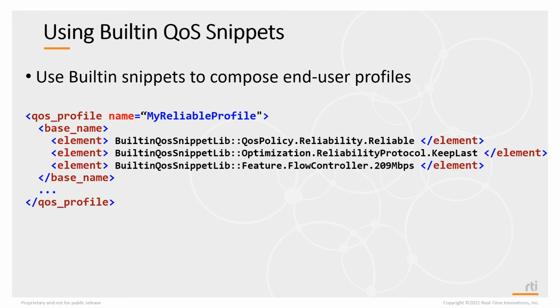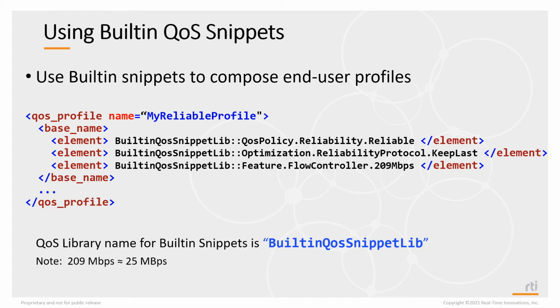And for this example, we're going to create our own reliable profile. To do that, we'll use the snippet that turns on reliability, that's the QosPolicy.Reliability.Reliable snippet. We'll use a snippet that sets the reliability to keep last, so that's going to be the Optimization.ReliabilityProtocol.KeepLast snippet. And then we'll also use a flow controller. We'll have a flow controller that's sending out data at 200 megabits per second.